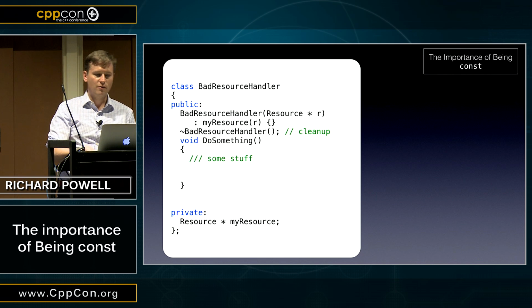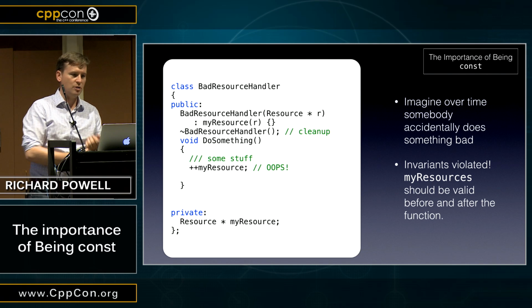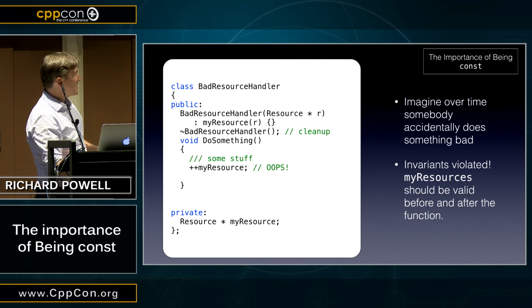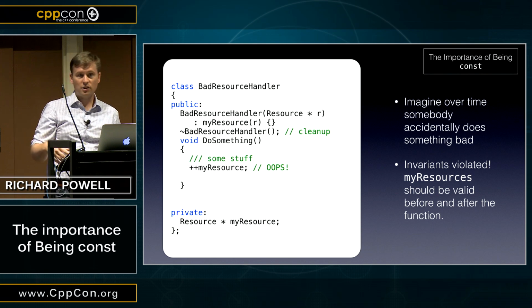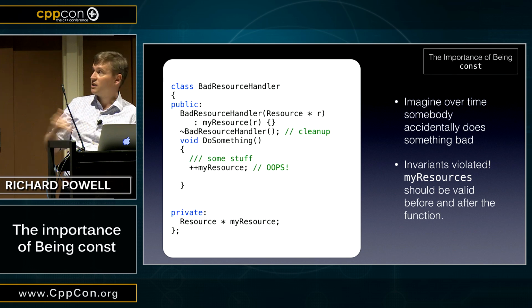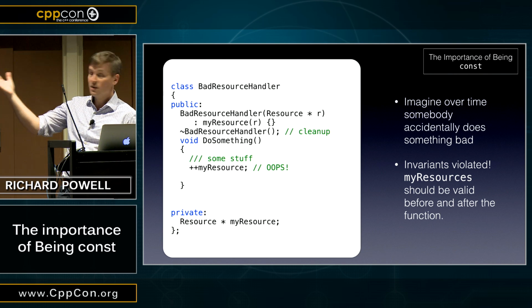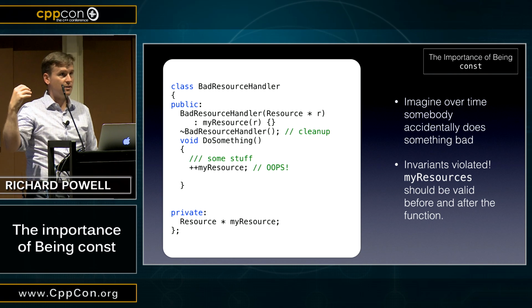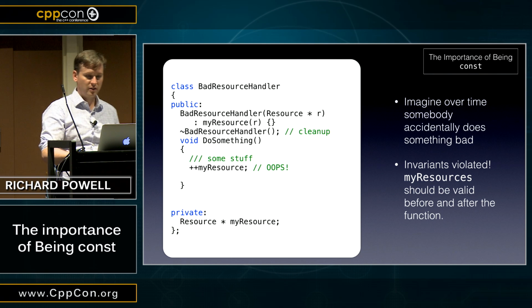Let's just say over the course of time that this code is there, somebody modifies your code. Maybe you modify your code and you accidentally modify your resource, the pointer to your resource. You could have uninitialized it, you could move it to somewhere else, you assigned it a random value. And what happens is your invariant got violated. One of the invariants of this object presumably is that my resource pointer is pointing to a resource that must be released at the end. It must be maintained valid, so you've broken your invariant here.